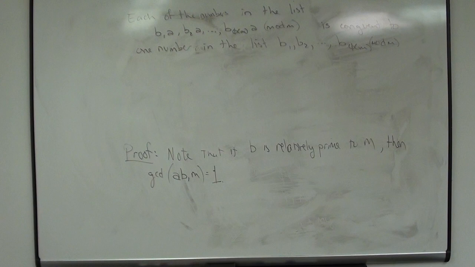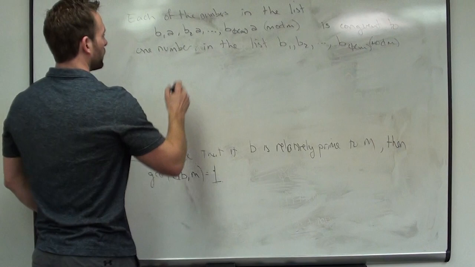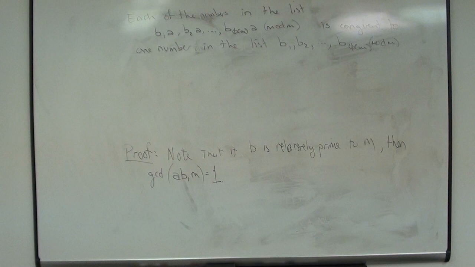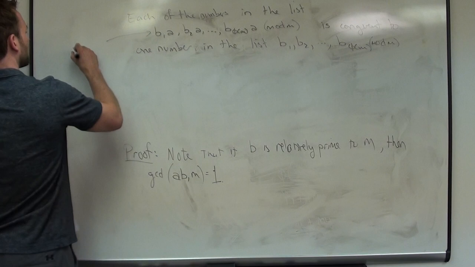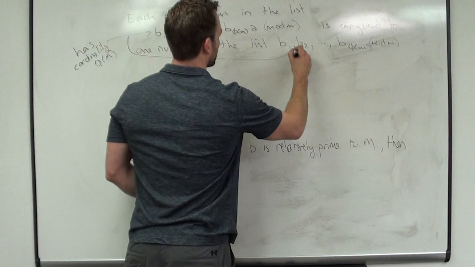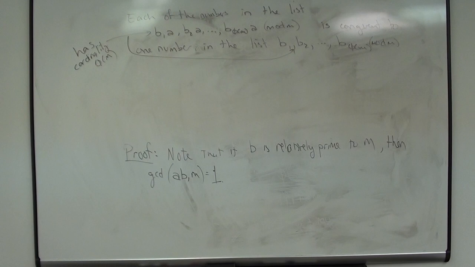So we need to show that each number in the first list is distinct. Each one of these matches up with one of those, and so we just have to show that every number up here is distinct. In other words, if I multiply, say, b1 by a and b2 by a, I'm not getting the same thing. It's a uniqueness among that list up there, because both of those contain 5m numbers. So this set up here has cardinality 5m, and that set also has cardinality 5m. So they both have, let's say, 16 numbers.